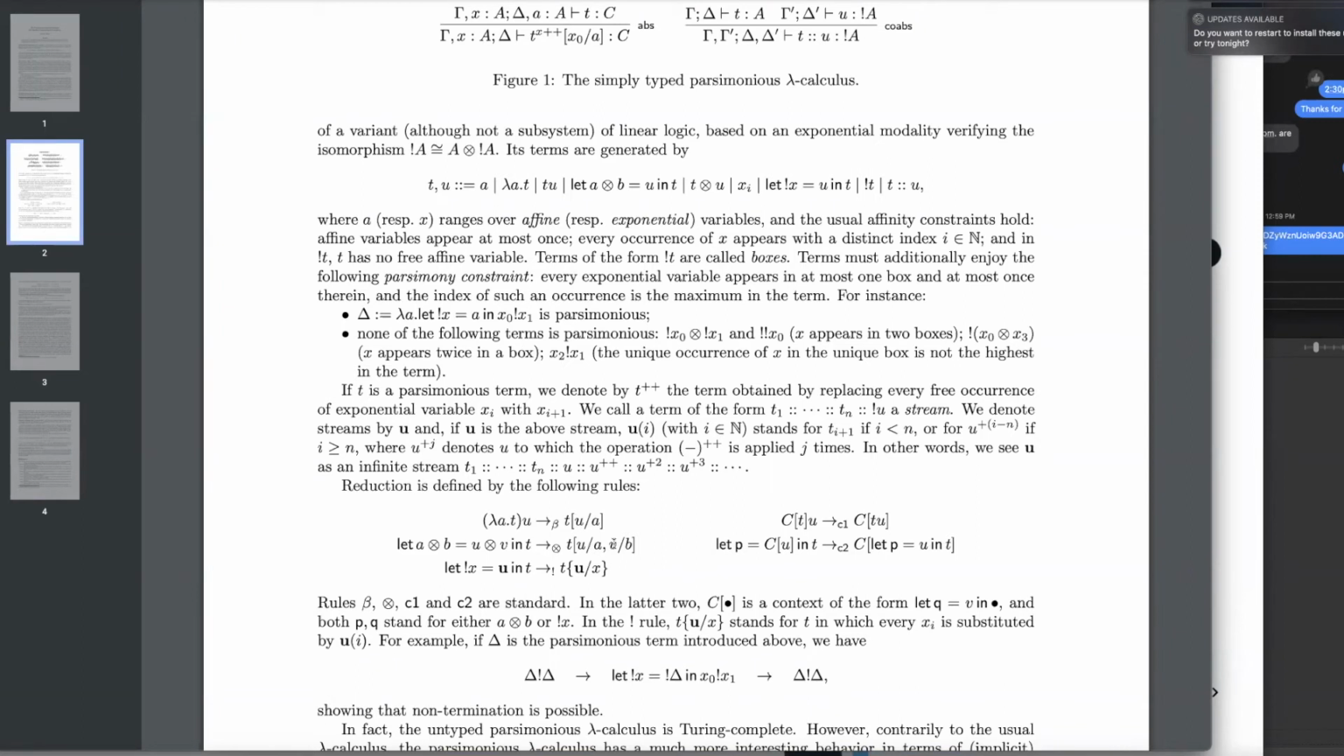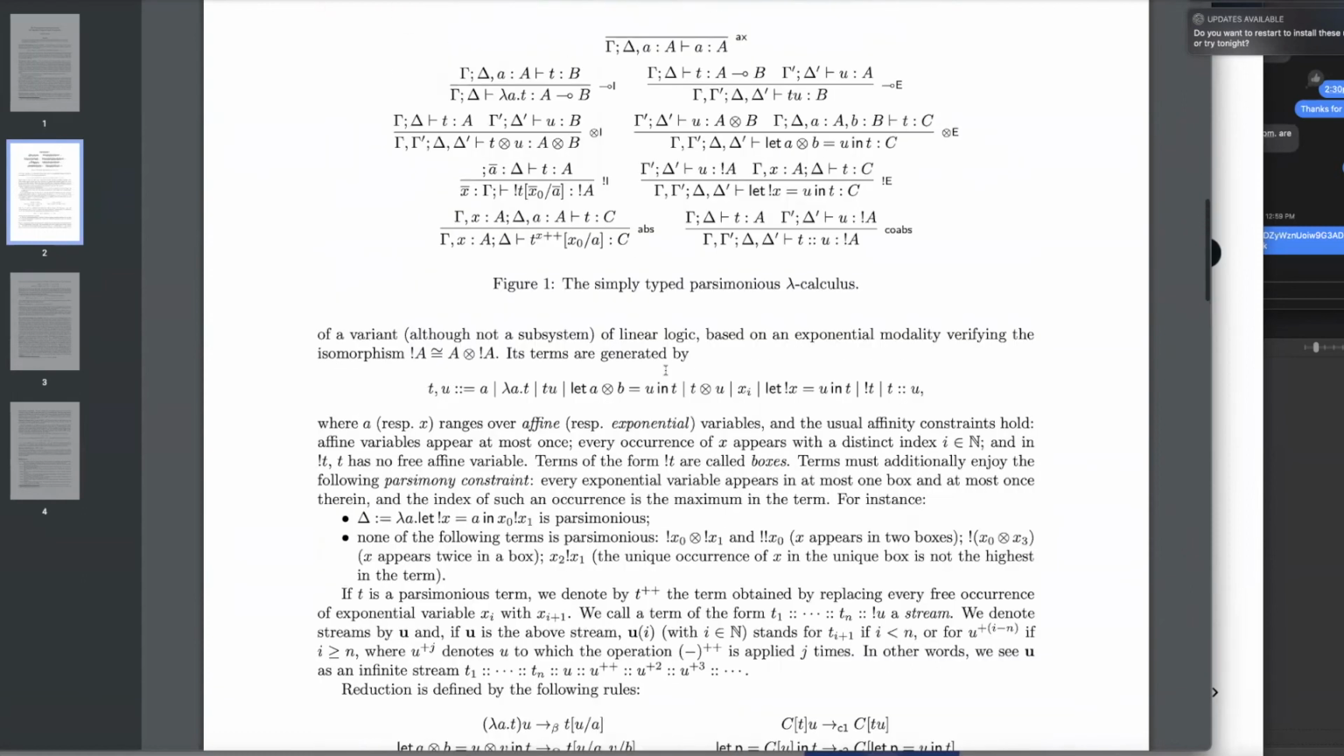So this is going to reduce to U for A and V for B and T. So since T was of type C, then this whole let is going to be of type C. And we're going to do a very analogous thing over here, right? This introduces the bang and this pulls the bang apart.